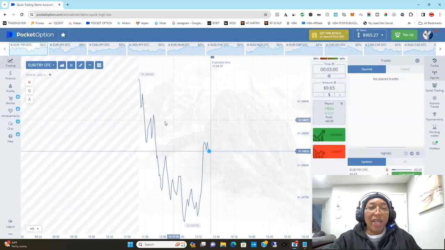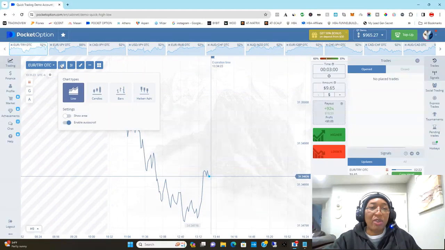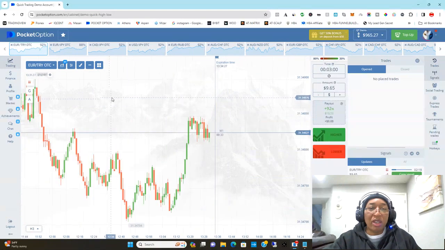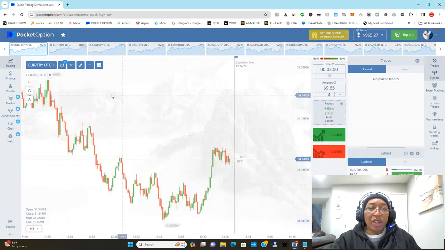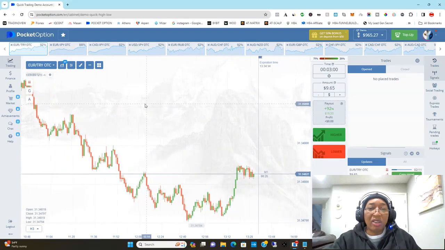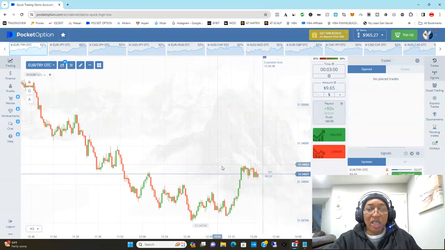Okay, right now we have a line chart. Very difficult to tell what is going on. Maybe we can go back to the candles. Okay, there you go. So looking at the candles, what is the trend, guys? Because anytime you trade against the trend, you're likely to lose. So you can see this was a downward trend, literally downward. You can see it started from there.